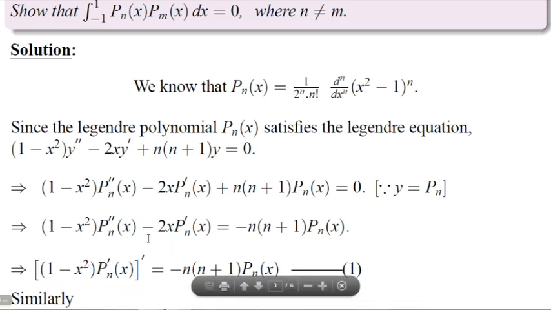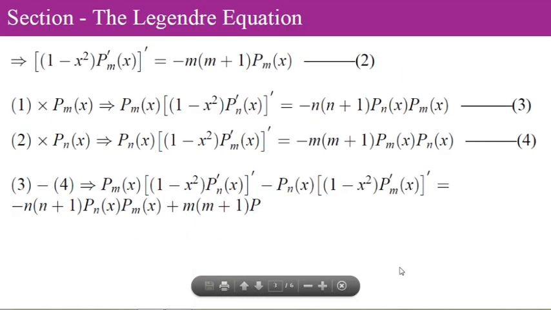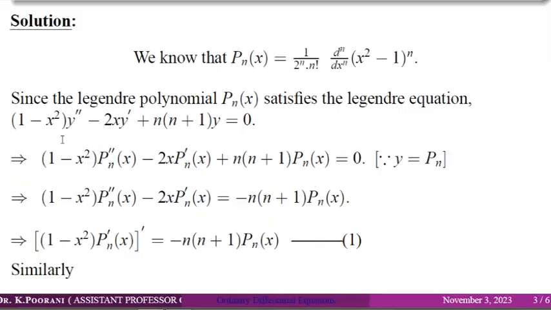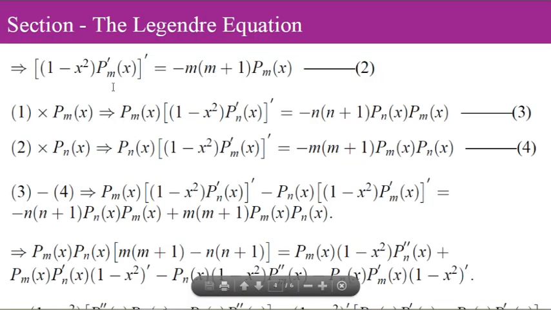Now we write only for Pn of x. Similarly, we can write for Pm dash of x. What we get: 1 minus x square into Pm dash of x minus 2x into Pm dash of x. So finally we get 1 minus x square into Pm dash of x whole dash is equal to minus m into m plus 1 Pm of x. We note it down as equation number 2.